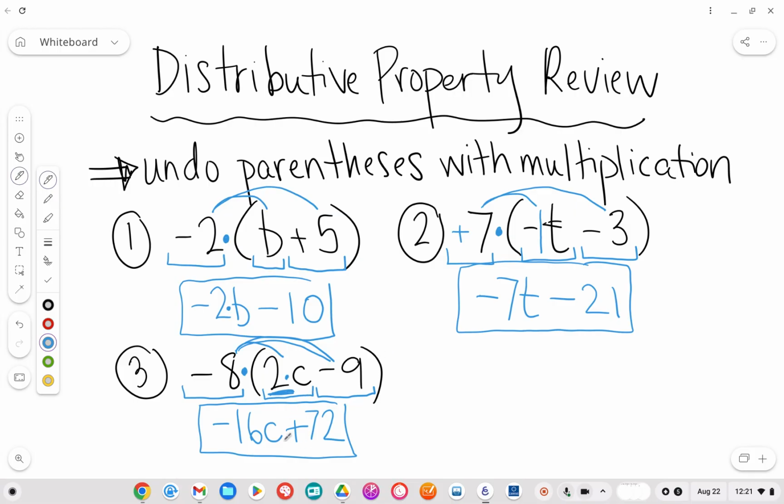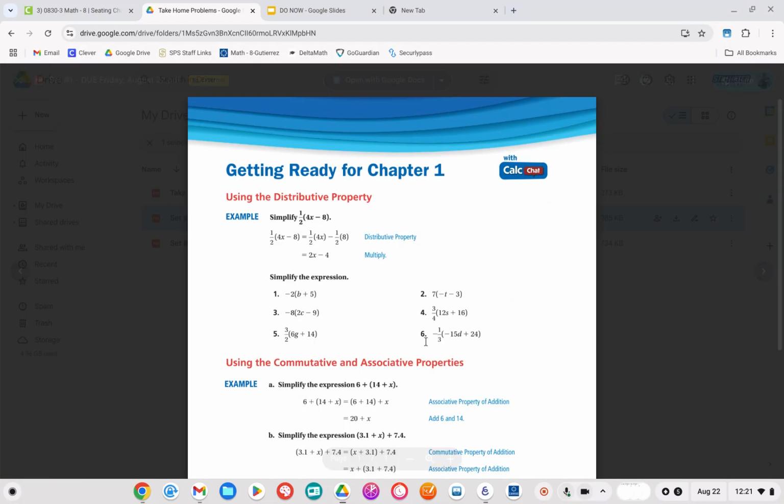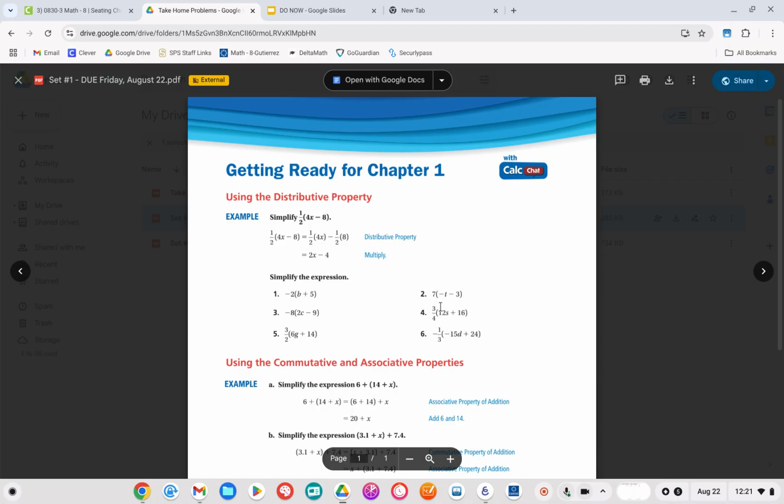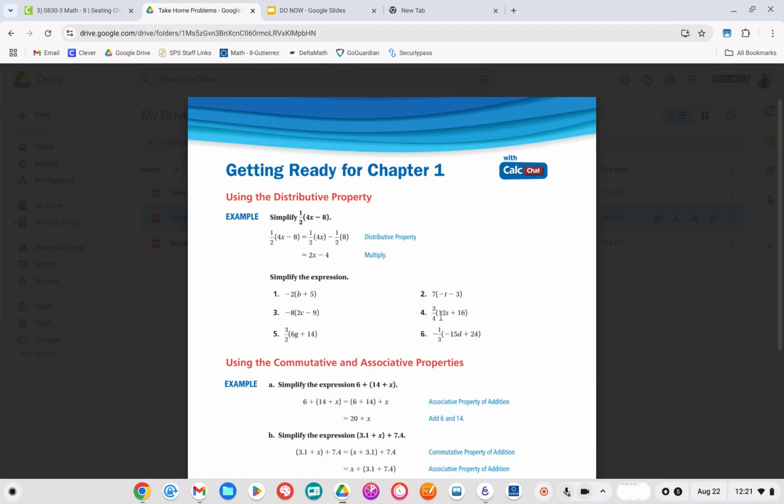So we always have to make sure our terms have an operator, whether it's a plus or a minus in between them, okay? All right, let's try number 4. It says 3/4 times 12s plus 16.